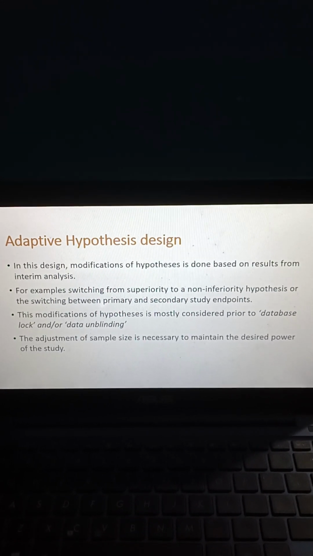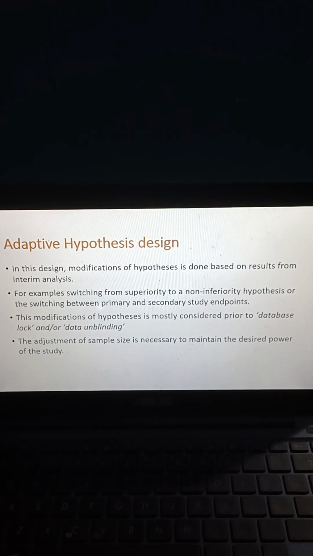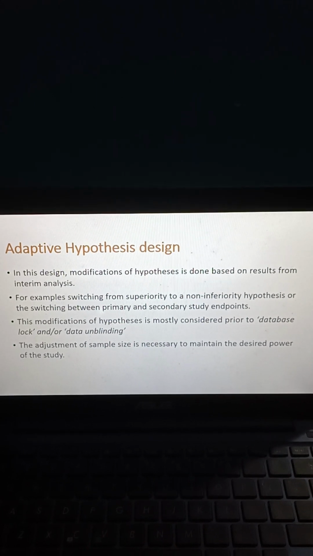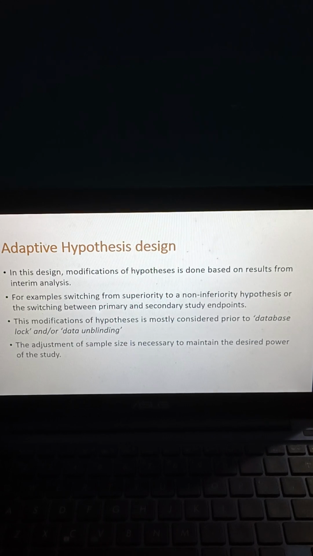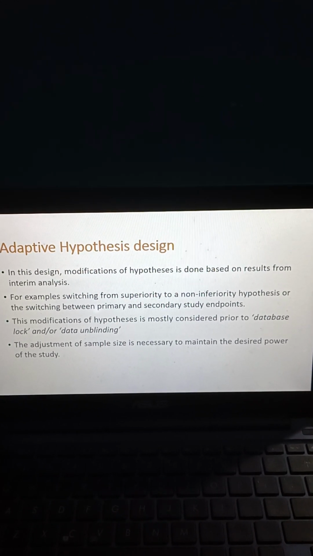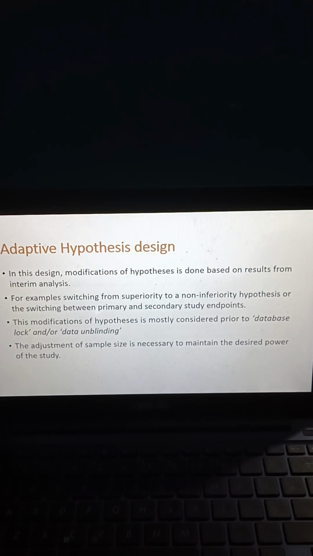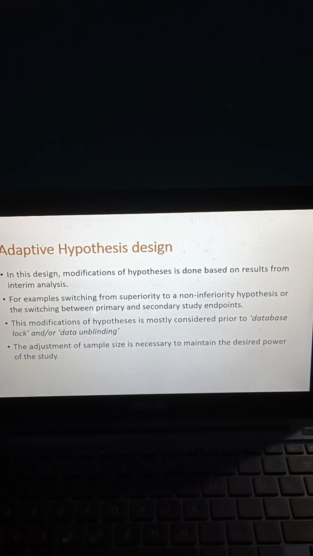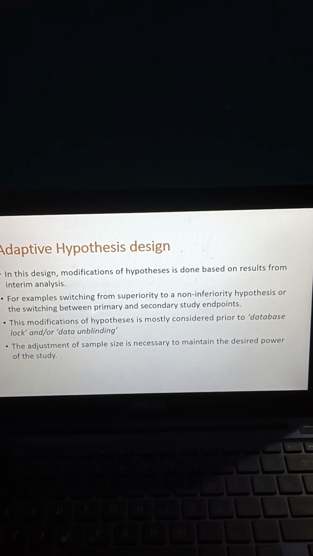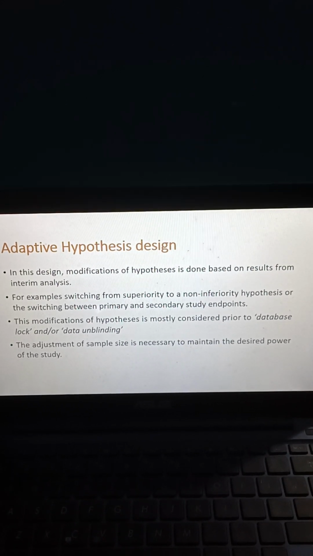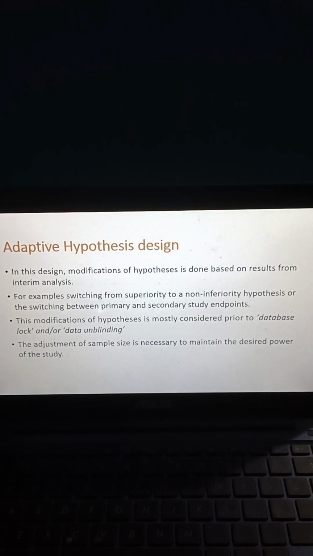Adaptive hypothesis design. In this design, modifications of hypothesis are done based on results from interim analysis. For example, switching from a superiority to a non-inferiority hypothesis, or switching between primary and secondary study endpoints. These modifications of hypothesis are mostly considered prior to database lock and data unblinding. The adjustment of sample size is necessary to maintain the desired power of the study.